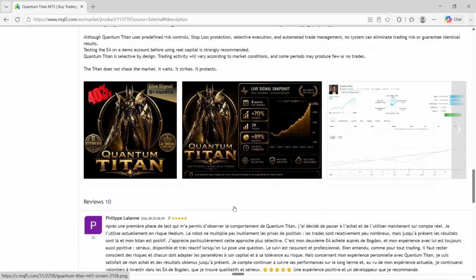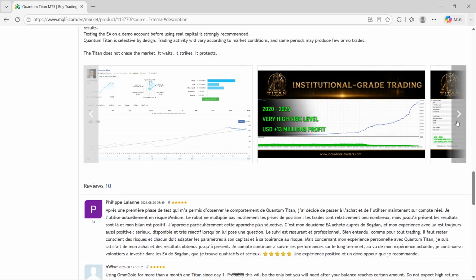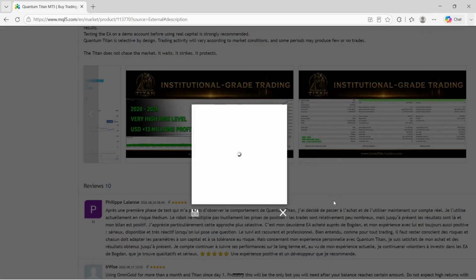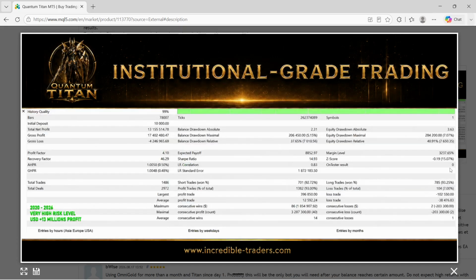Right, so we have all that here on the site. We also have some screenshots, as you can see, from the developer. Let's take a look. Okay, so you can see the developer claims that from 2020 to 2026, with a very high risk level, there was over $30 million in profits. Let's take a look at some of the other screenshots.